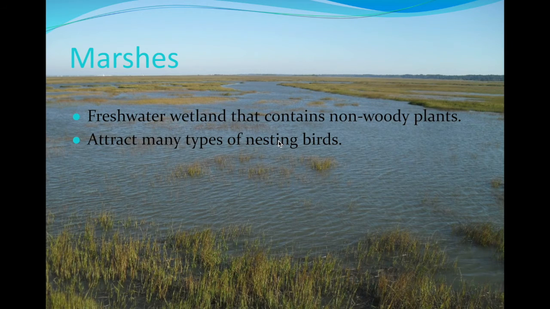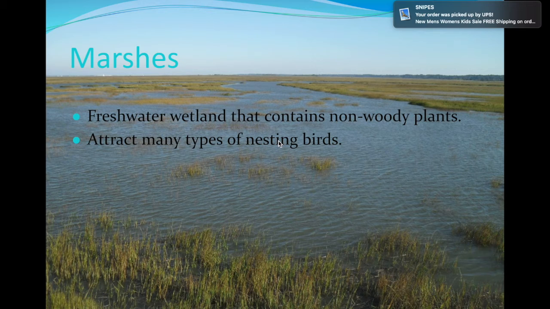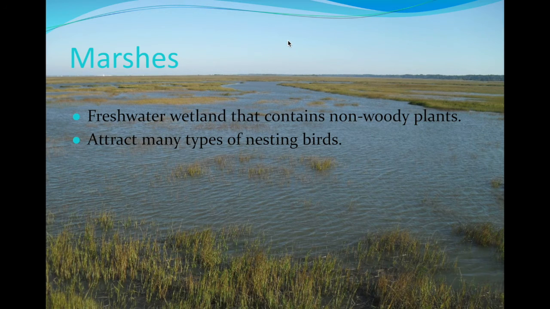So a marsh is basically a freshwater wetland that contains no woody plants. So you don't see any trees here. A lot of times, if you ride by marshes, you'll see birds and animals nesting there because it's not really deep. It's more shallow than deep. So marshes are definitely a habitat for birds.